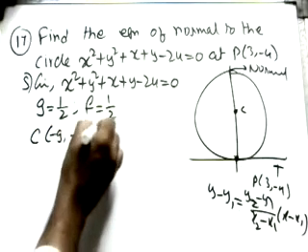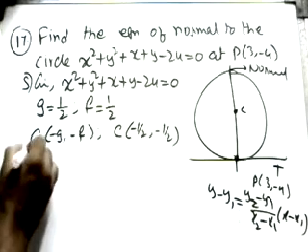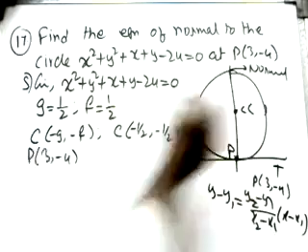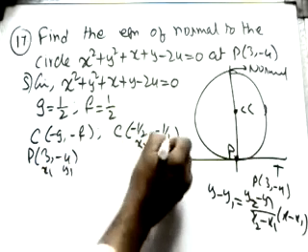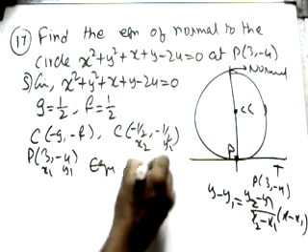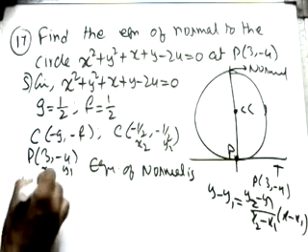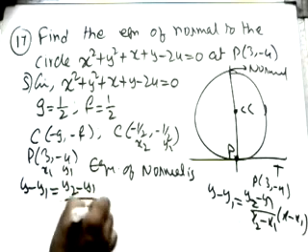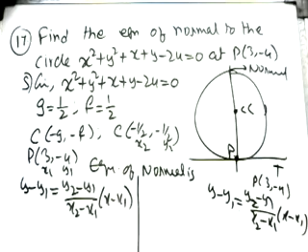Now what is center here? Center is minus g comma minus f. So this will be minus 1 by 2 comma minus 1 by 2. Also given point is 3 comma minus 4. So suppose this is P, this is C. Suppose this has x1 y1, this has x2 y2. So what is the equation? Therefore equation of normal is, what will be the equation of normal? Y minus y1 equals to y2 minus y1 by x2 minus x1 into x minus x1.